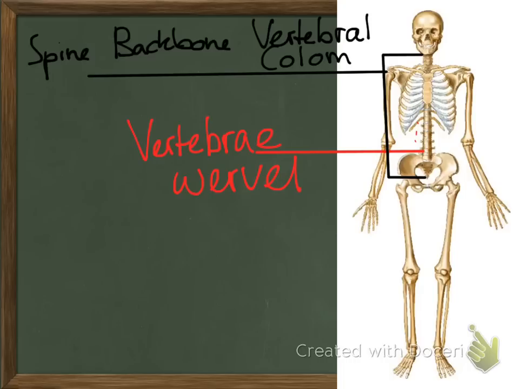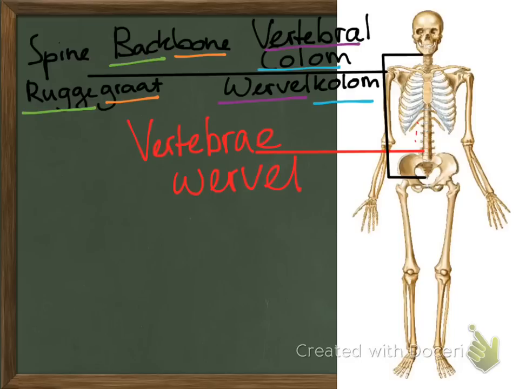Many words for describing one thing. In Dutch, our vertebral column, or our spine, is called a ruggengraat. You see in backbone, back, not exactly rug, en graat, als in een vissengraat, a bone. Backbone is ruggengraat. And vertebral column, as vertebrae are wervels, and column, wervelkolom.